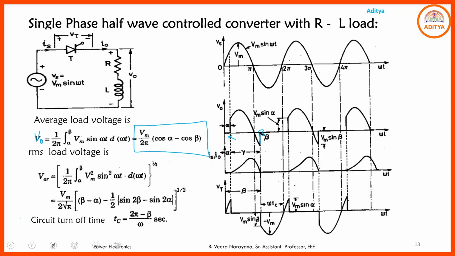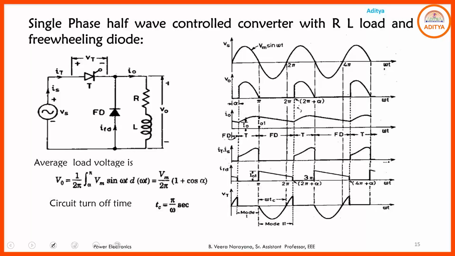And circuit turn off time, here the circuit turn off time is 2 pi minus beta by omega. We already said the circuit turn off time depends on the SCR being in the reverse biasing mode. What is the reverse biasing mode portion here? From beta to 2 pi. Then the circuit turn off time is given by 2 pi minus beta divided by omega. That is the circuit turn off time of the SCR. That is the simple single phase half wave rectifier with RL load.